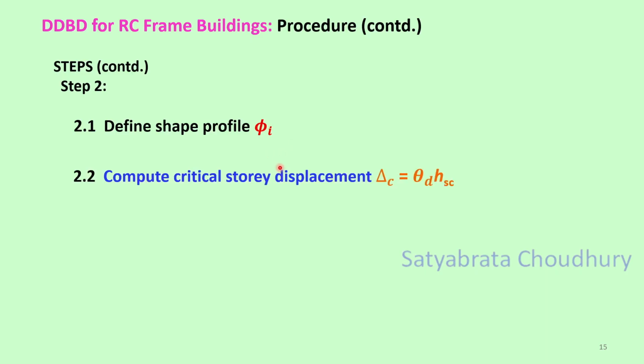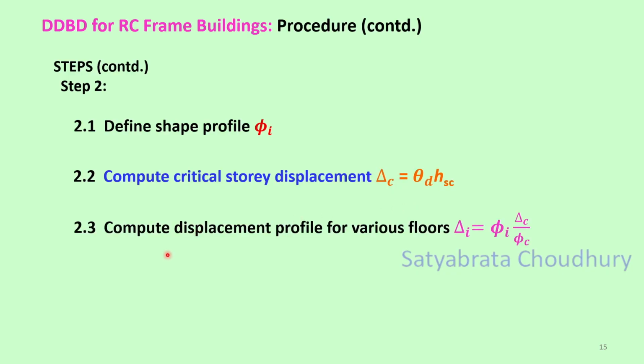Then step 2, 2.1, define the shape profile phi i. So that formula we have discussed. You can use whatever formula you like. Compute critical story displacement delta C equal to theta d into HSC. So this is required for calculating the delta i profile. Compute displacement profile for various floors, delta i equal to phi i multiplied by delta C by phi C. Phi C is the critical story shape coefficient.